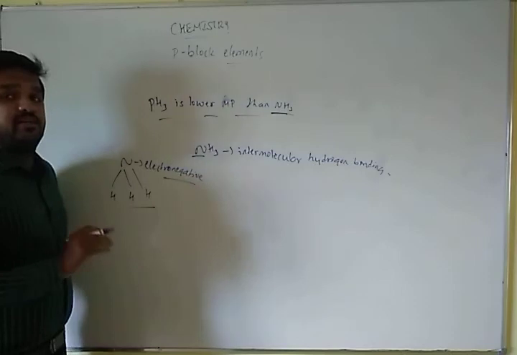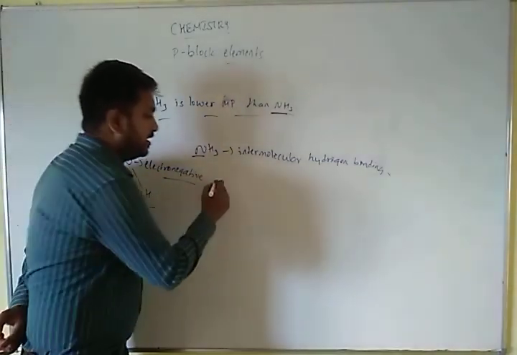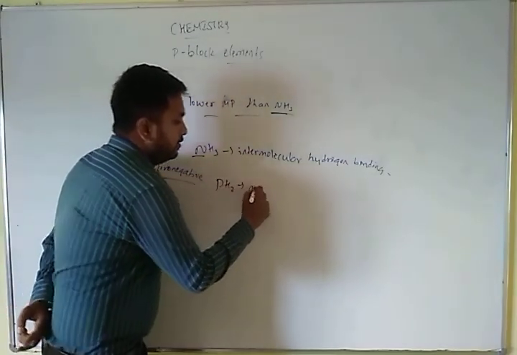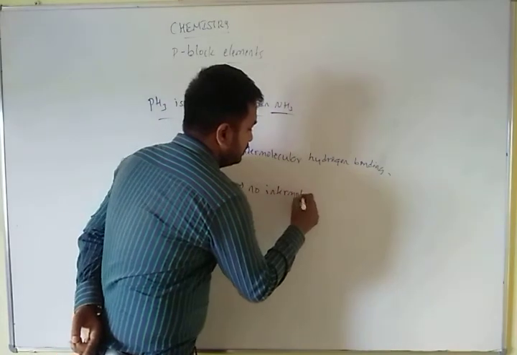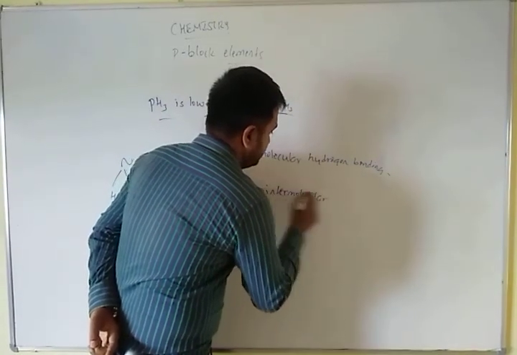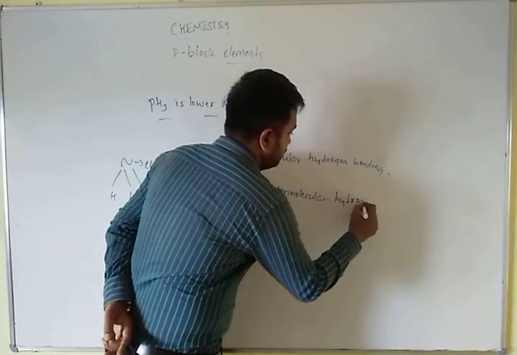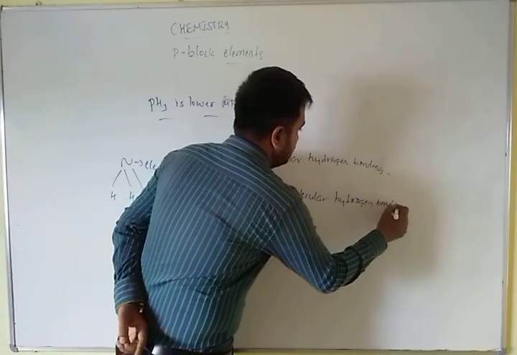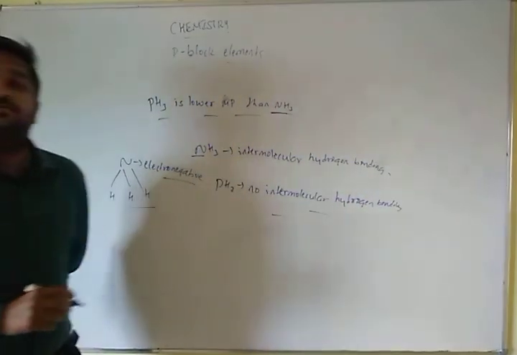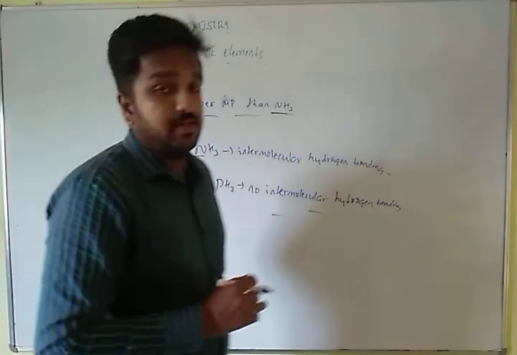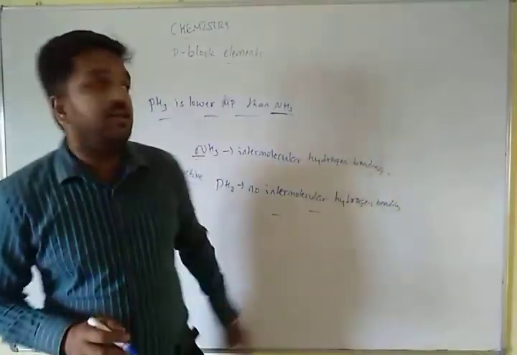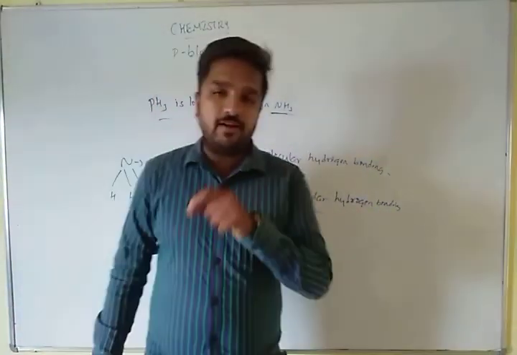Whereas in PH3, there will be no intermolecular hydrogen bonding. This hydrogen cannot form hydrogen bonding with another phosphorus. So this is the reason why NH3 has a higher boiling point than that of PH3.